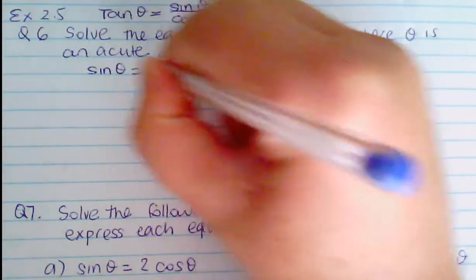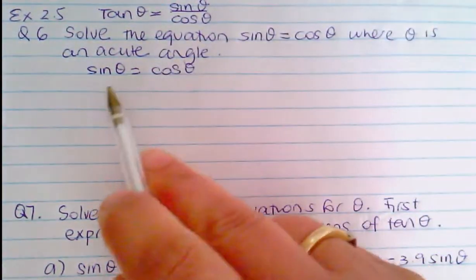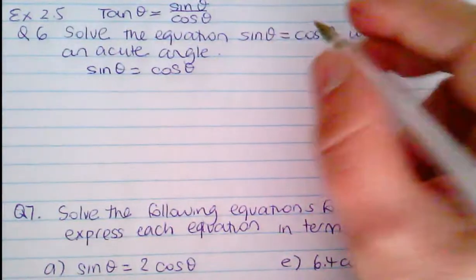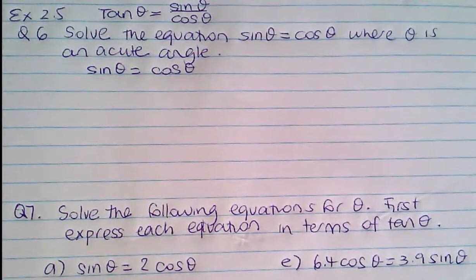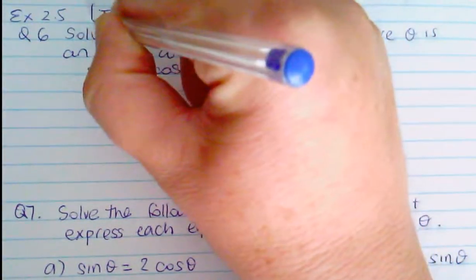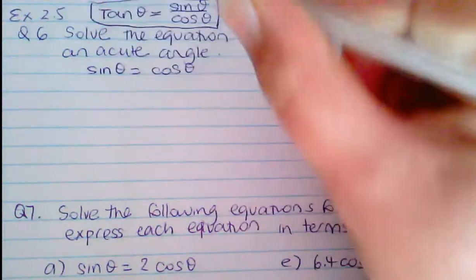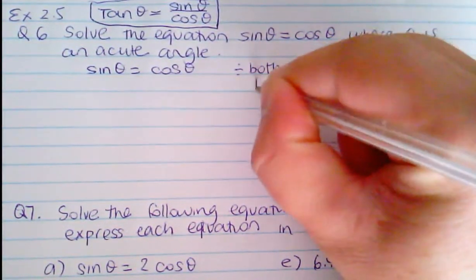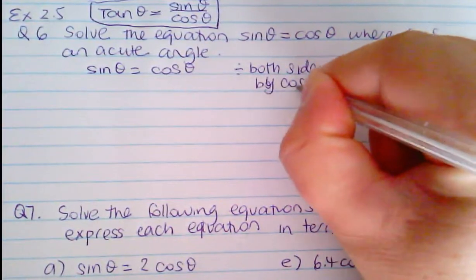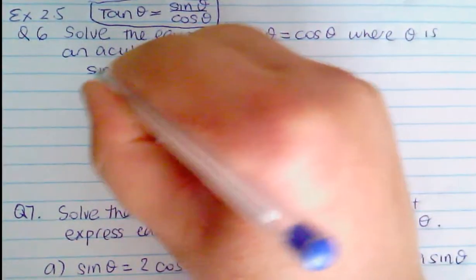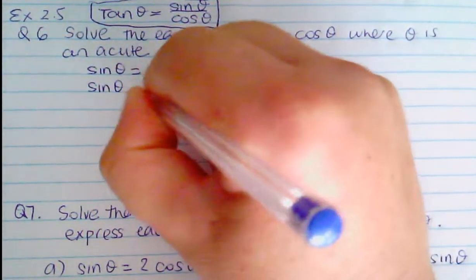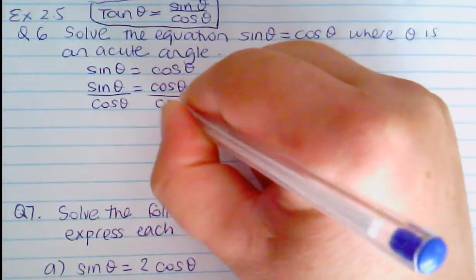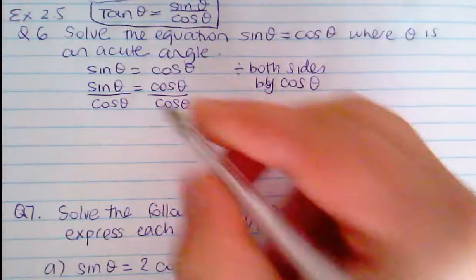Now, we know that if you have an equation that says sine theta equals cos theta, sine theta divided by cos theta is tan theta. So what we're going to do here is divide both sides of this equation by cos theta. So we've got sine theta equals cos theta. I'm going to write it again: sine theta equals cos theta. I'm going to divide both sides of the equation by cos theta.